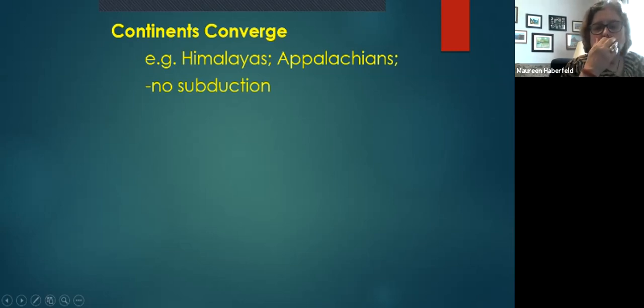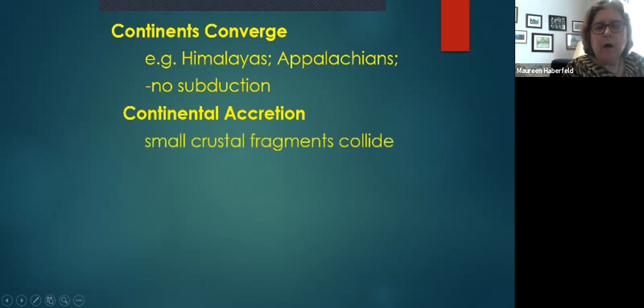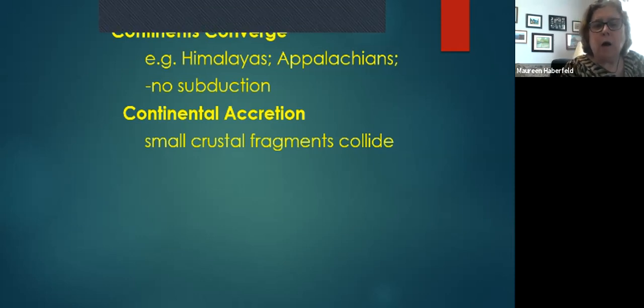The Appalachians formed a lot longer ago, like the end of the Paleozoic. And so the Appalachians are old and eroded, but they used to be as high as the Himalayas, they believe. But again, you get no subduction here. So that's another way you can get mountains with continents converging. We talked about oceanic continental convergent boundaries like the Andes, and that's one way we get mountains. Another way we get mountains is when two continents converge, and examples of that would be the Appalachians and the Himalayas.